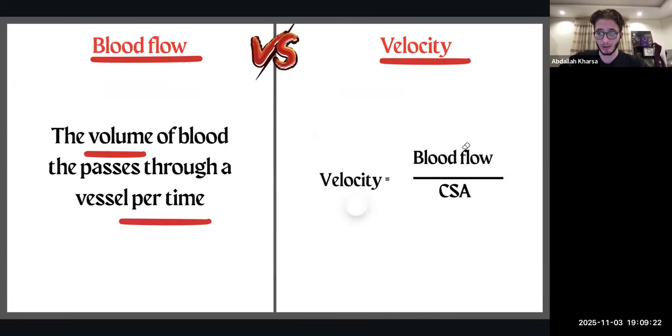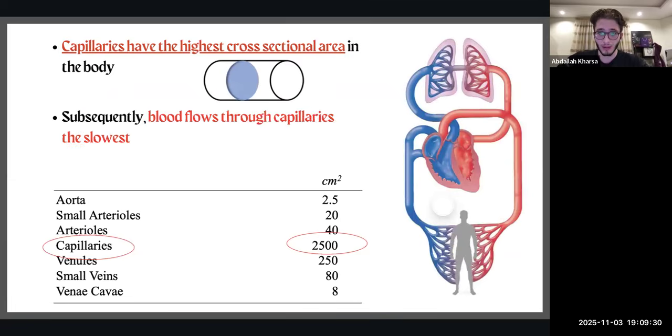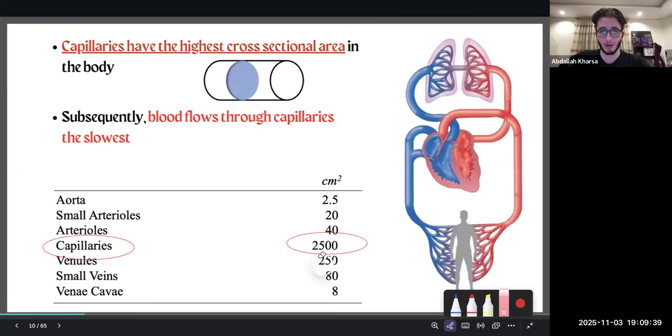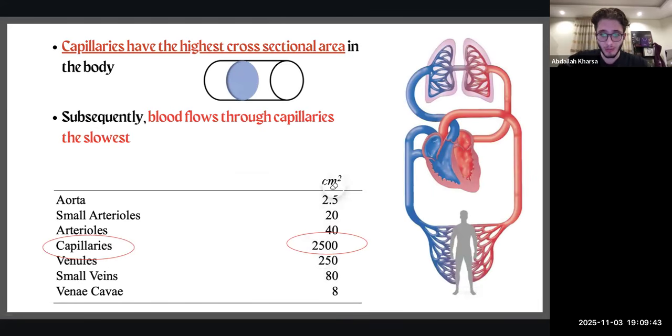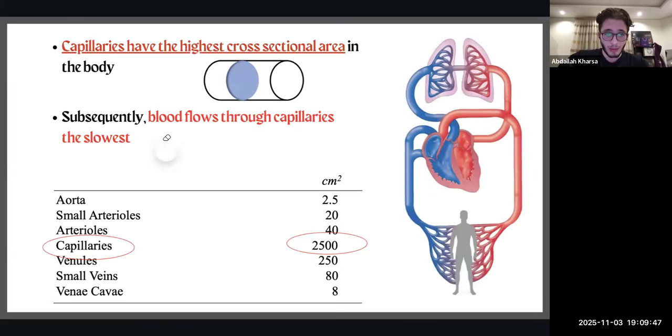We just said that velocity is blood flow over cross-sectional area. So since capillaries have the highest cross-sectional area, they're going to have the lowest velocity, guys. If you look here, the aorta has the lowest cross-sectional area, so in turn it's going to have the highest velocity. Blood flows through capillaries the slowest because they have the highest cross-sectional area.